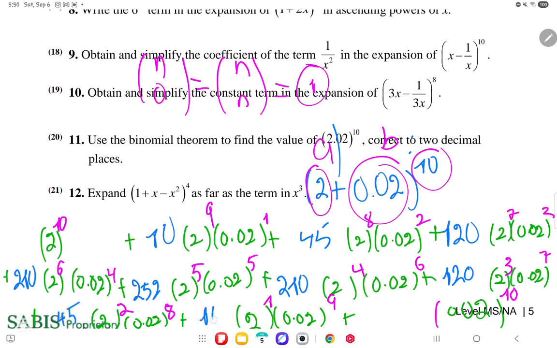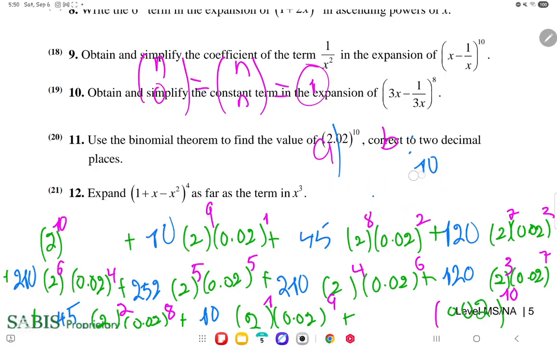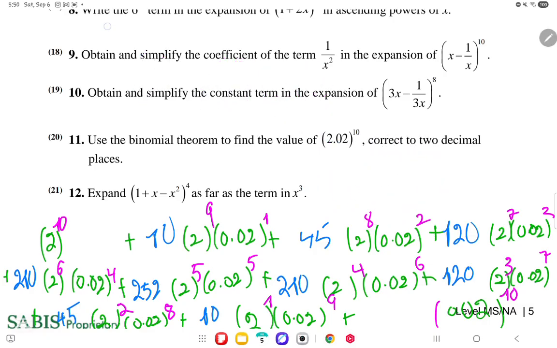So now let me erase the top so we can have a space to write our answers. Let's start first of all with 2 to the power of 10. What's 2 to the power of 10? It's 1024. Plus, now we do 10 times 2 to the power of 9, right? Times 0.02 to the power of 1. What will you get? You will get 102.4. Plus, so we finish from this one. We also finish from this one.